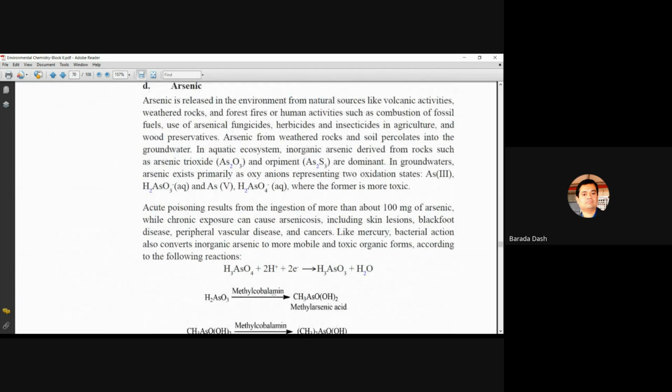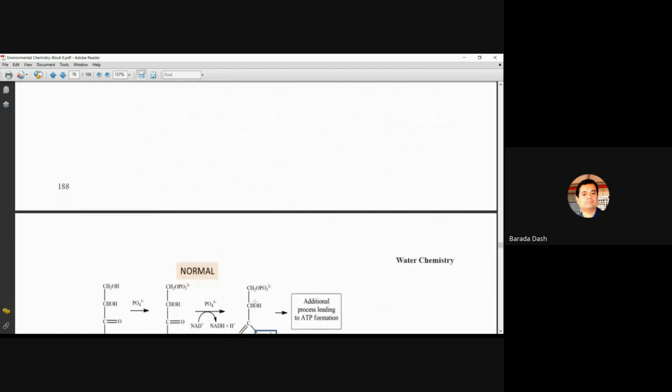Arsenic is also a very important pollutant, and it can kill human beings if consumed in larger amounts. Acute poisoning results from the ingestion of more than about 100 milligrams of arsenic, while chronic exposure can cause arsenosis, including skin lesions, black foot disease, peripheral vascular disease, and cancer. Like mercury, bacterial action also converts inorganic arsenic into more mobile and toxic organic forms. So basically, arsenic is a very toxic compound.